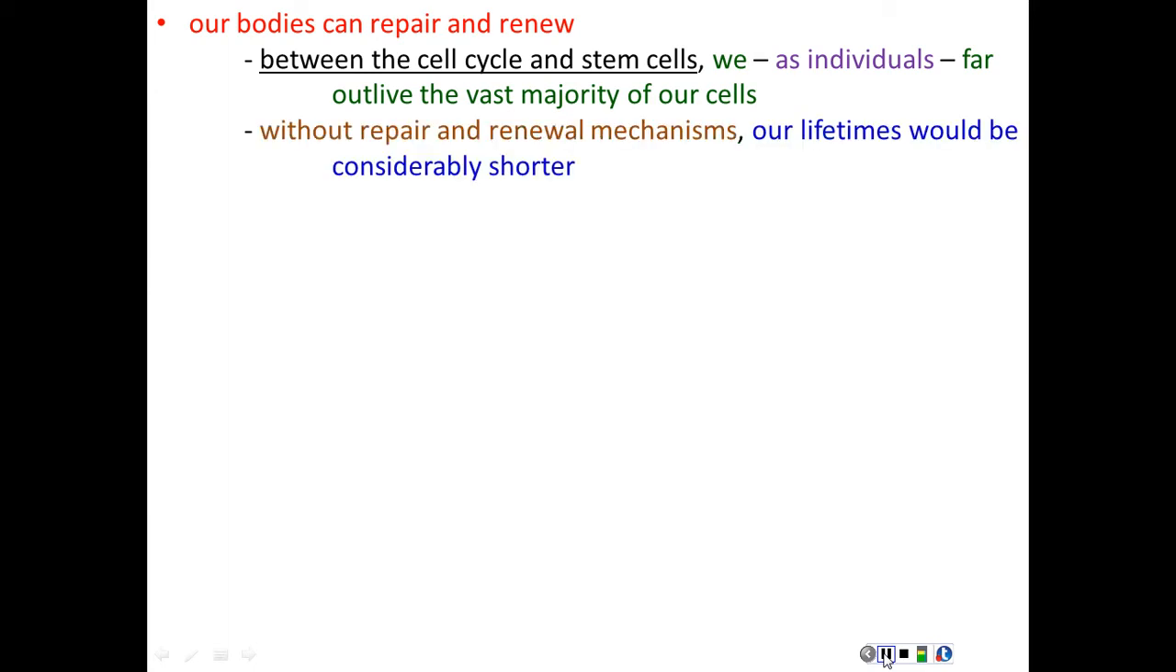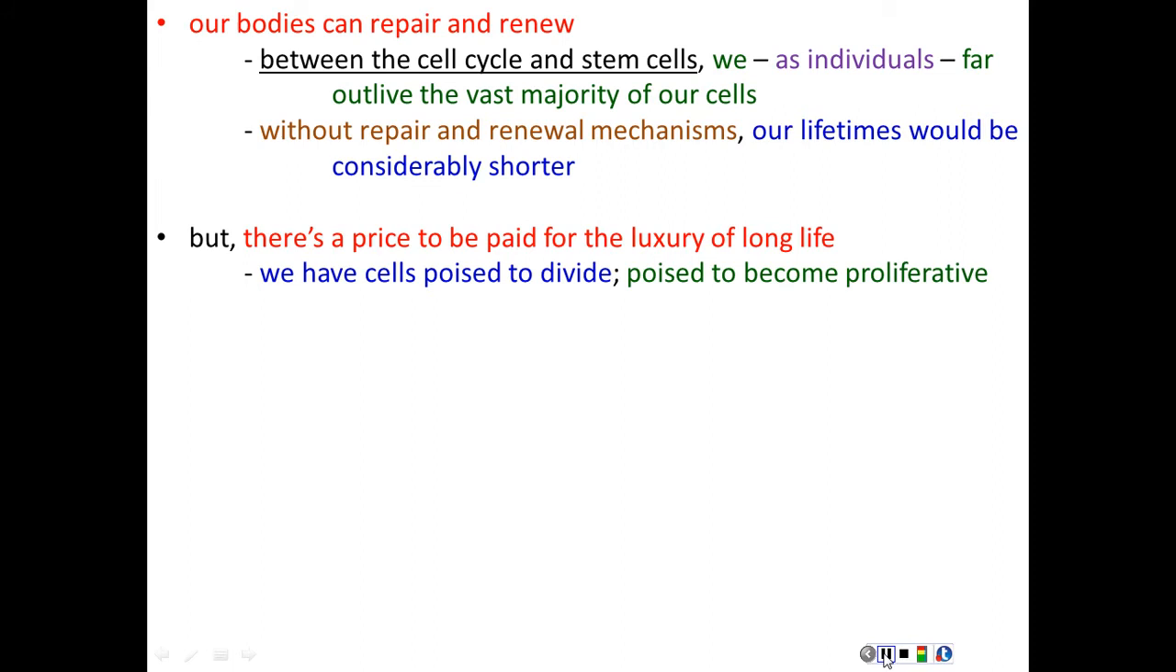Without these repair and renewal cellular mechanisms, our lifetimes would be much, much shorter. We would die when, theoretically, the last of our original cells died. What this implies is that we need a pool of dividing cells, of non-differentiated cells, that can replenish and renew our individual cells as those cells die, keeping our life going longer. But there's a price to be paid for that luxury of an extended life.